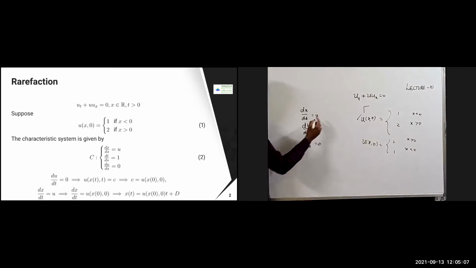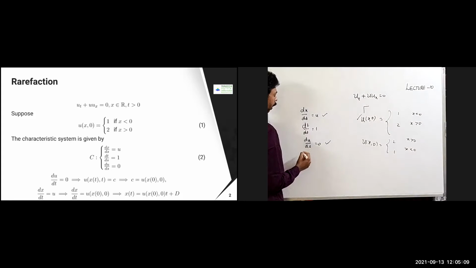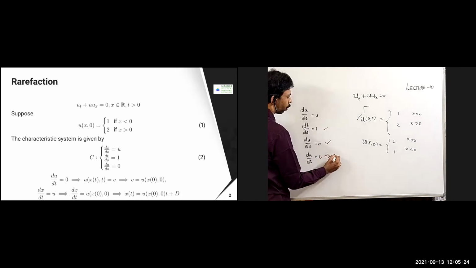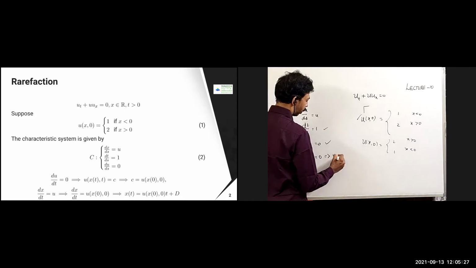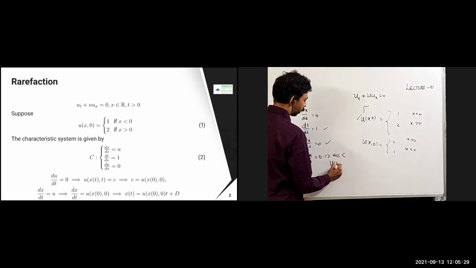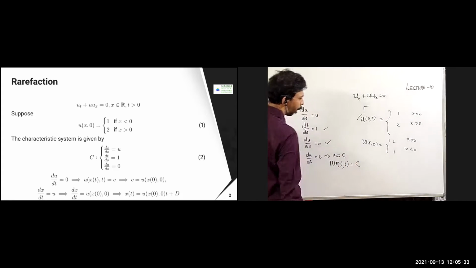Now, if we take these two equations, du by ds and dt by ds, then du by ds into ds by dt is equal to 0. This is going to imply that u is a constant. That means u(x(t), t) is a constant.